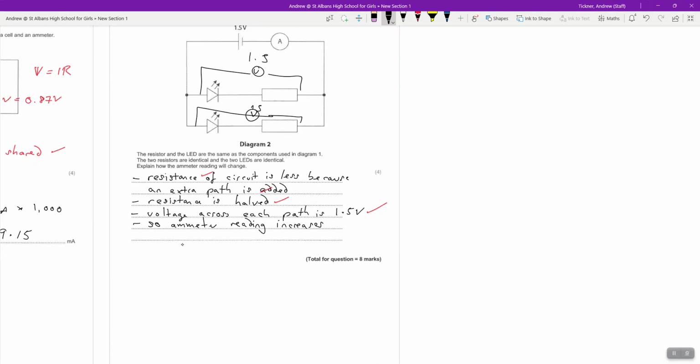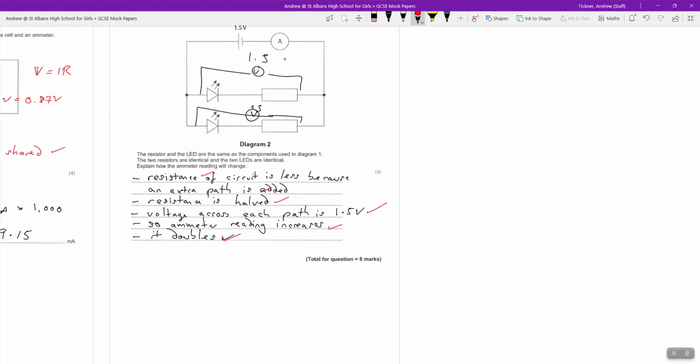So ammeter reading increases, and you can actually link it back because you can do a calculation to show if the resistance is halved, well, you can also say that it doubles. Now, if you say it doubles, you're getting that point, and you're getting that point. So if you were able to work out that the ammeter reading will double, then you actually get both of those marks. There are other ways to argue about it. You can talk about the way in which the current has flowed, but these are the main key points that are in the mark scheme.